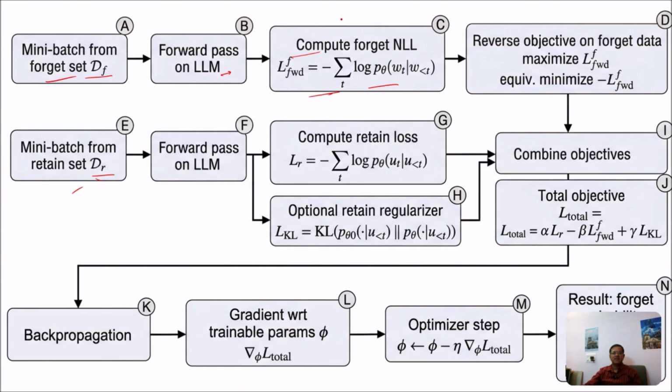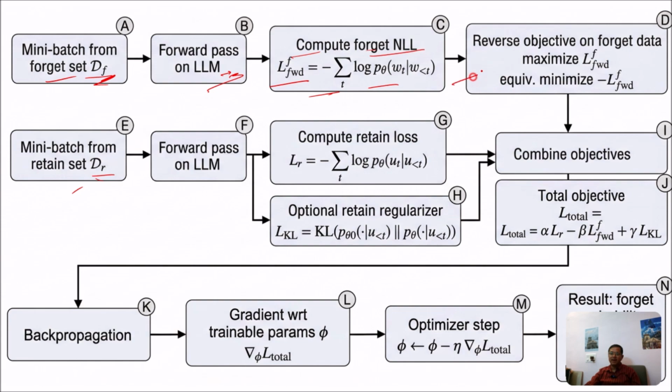So let us start. We take the mini batch data set for which we want to forget the tokens. We apply the forward pass to the large language model, and then we compute the negative log likelihood for the tokens in the data. This is required so that we can get the exact probabilistic score for the learning process, where we have to calculate the gradients.